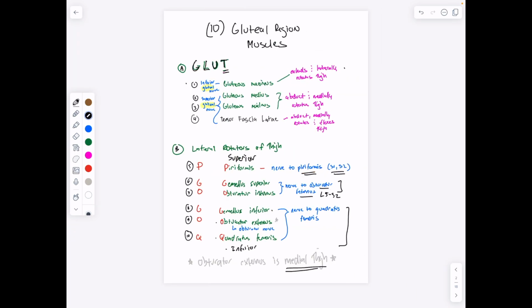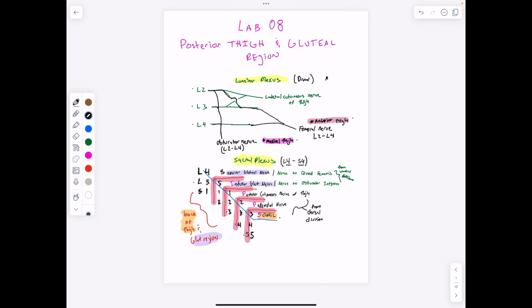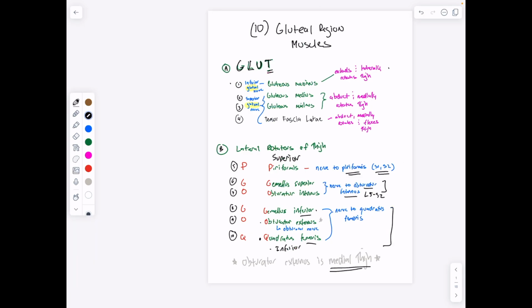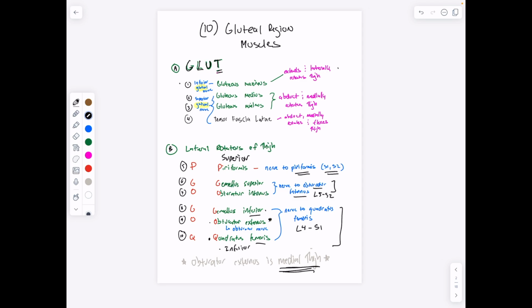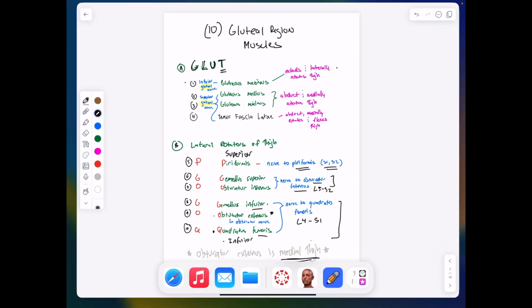And then gemellus inferior to quadratus femoris. So the second one here is going to be quadratus femoris, and so the nerve to the quadratus femoris is also going to innervate gemellus inferior. And so nerve to quadratus femoris right here is going to be L4 to S1. Okay, and then the obturator externus, we're skipping because we really consider this to be more medial thigh, but it fits with our mnemonic well, which is why we've kept it in. So let's take a quick look at what these muscles look like before we go on to posterior thigh.